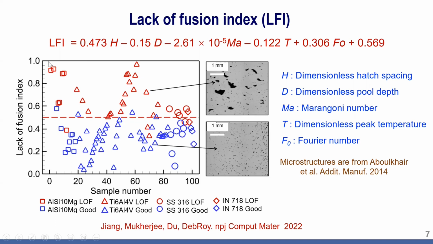A higher value of lack of fusion index can give us the actual lack of fusion in the specimen, and when these values are small, you get very little lack of fusion, or if they are very, very small, you get no lack of fusion at all. And this is valid for a number of alloys and for very different operating conditions. A paper on this has just been published in Nature Partner Journal, Computational Materials.